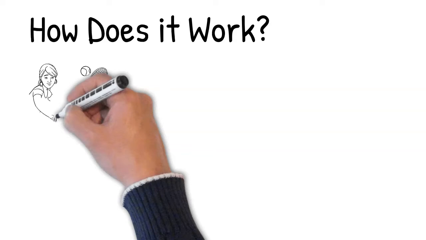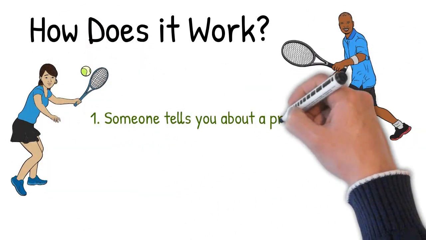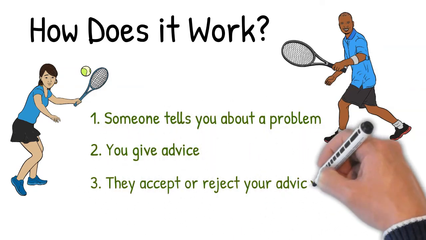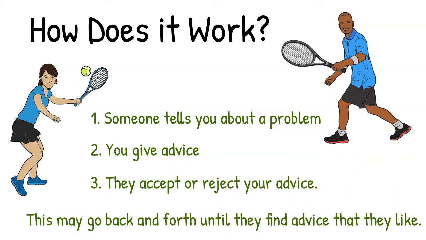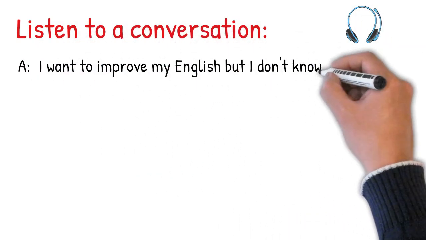So, how does advice and accepting and rejecting all of it work? It's like a game of tennis. Someone pretty much introduces a problem. They tell you about a problem they're having, and then you give advice, which is like suggestions to solutions to their problem. And they either like your advice or they don't. If they like it, they accept it. If they don't, they reject it. That means that if they don't like your first advice, you could suggest another piece of advice to their problem if you wanted. Now, listen to two English speakers talking about a problem and giving advice.